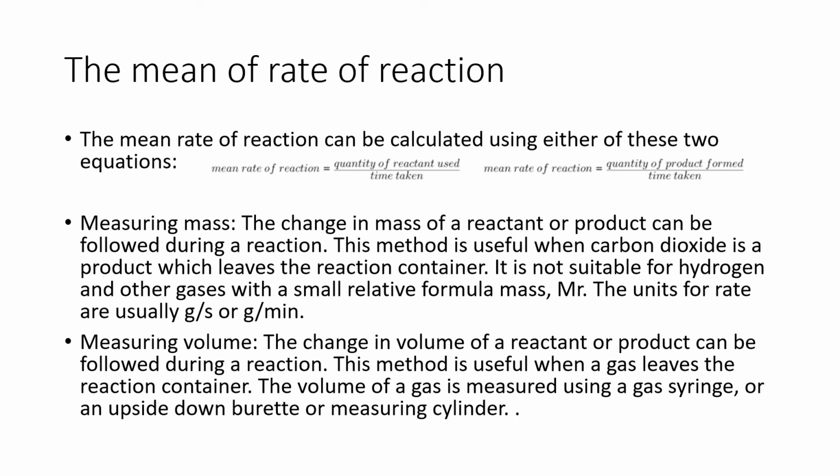The change in mass of a reactant or product can be followed during a reaction. This method is useful when carbon dioxide is a product, which leaves the reaction container. The units for rate are usually grams per second or grams per minute. Measuring the volume: the change in volume of a reactant or product can be followed during a reaction. This method is useful when a gas leaves the reaction container. The volume of a gas is measured using a gas syringe or an upside-down burette.